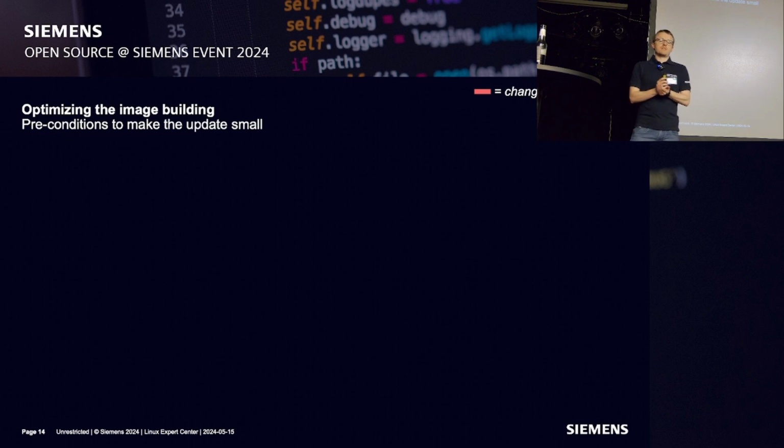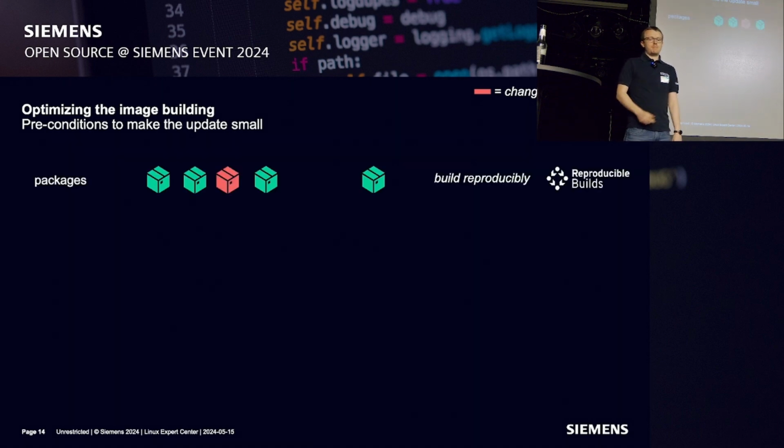One very important thing when talking about doing a delta update is to optimize the image building to only change things which really need to be changed. That is much easier said than done. But it's very important, as otherwise your delta gets big, and if your delta is too big, the whole benefit of only updating the delta vanishes, because the difference between the full update and just the delta update is quite small. So when building things, make sure that you can build your packages reproducibly.